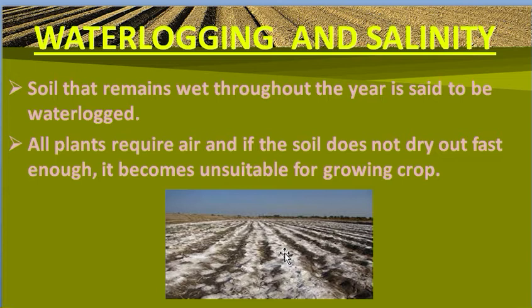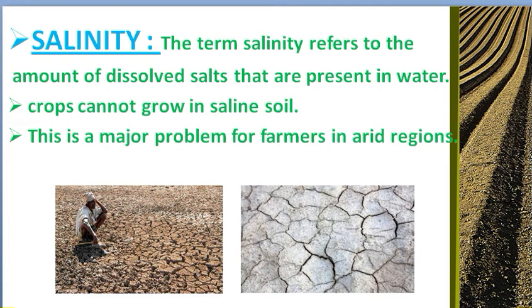Water contains many minerals including salt in small quantity. When salt becomes more in quantity, all the crop gets spoiled. Yes, the term salinity refers to the amount of dissolved salt that are present in water. Crops cannot grow in saline soil. This is a major problem for farmers in arid regions.